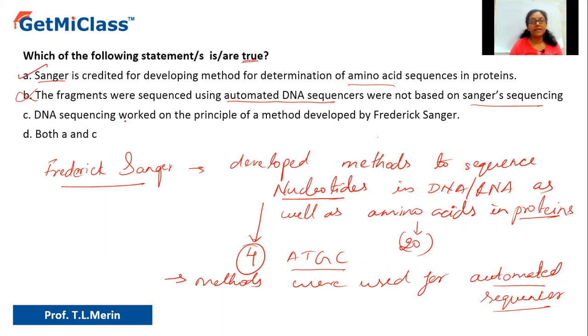Then, DNA sequencing worked on the principle of a method developed by Frederick Sanger. This is also absolutely right. And option D says both A and C. That is the perfect answer because it includes both A and C. A, which says Sanger is credited for developing the method for the determination of amino acid sequence, is also correct. And C, which says DNA sequencing worked on the principle of a method developed by Frederick Sanger, is also correct. So we will go by option D.